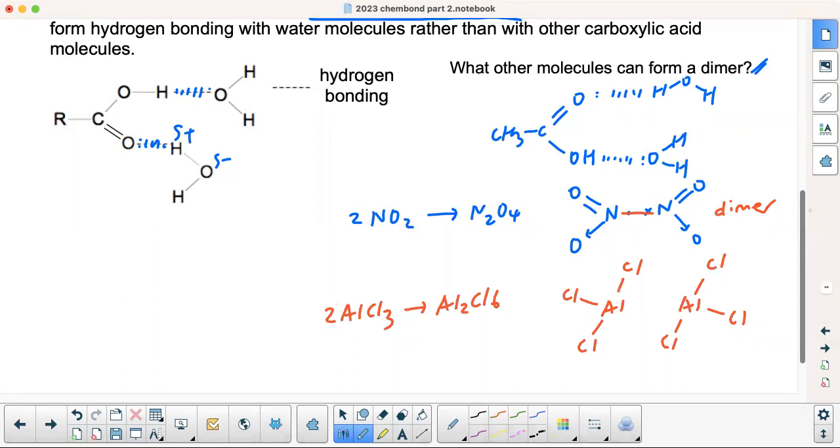This aluminum needs 2 more electrons, right? Where is it going to get it from? Yeah, very good. Cl actually has 3 lone pairs, right? But okay, we just show 1. There are 3 lone pairs, but this lone pair will form a dative bond to the Al.